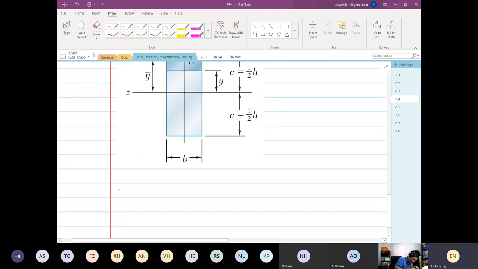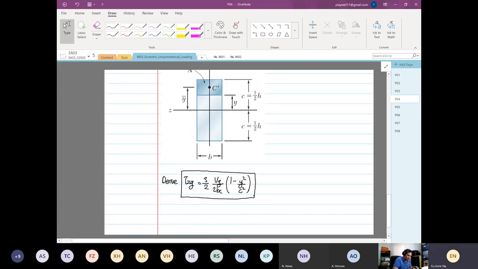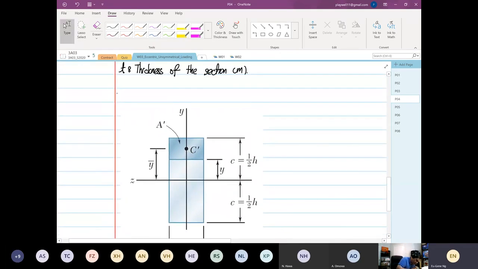I'll give you the endpoint. We're going to derive that the shear xy is equal to 3/2 Vy over 2bc, times 1 minus y squared over c squared. We're going to derive this with respect to the diagram over here. So we're going to go into the theory of shearing stress in thick wall members.